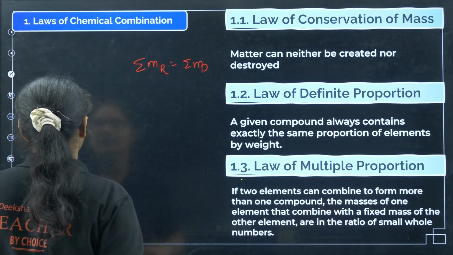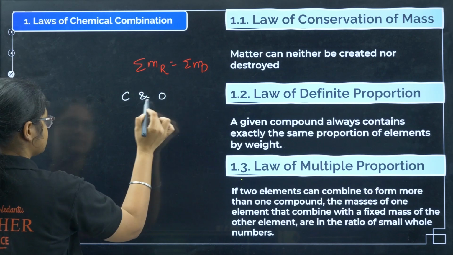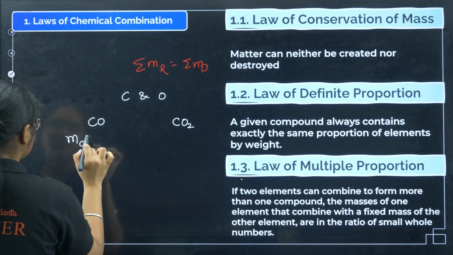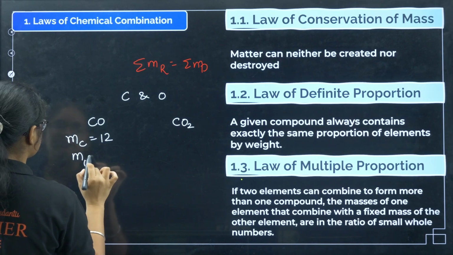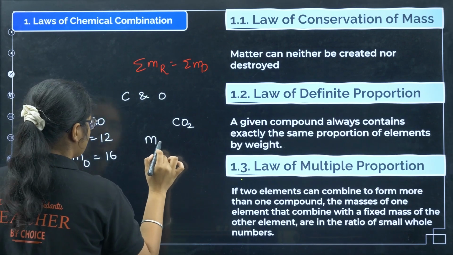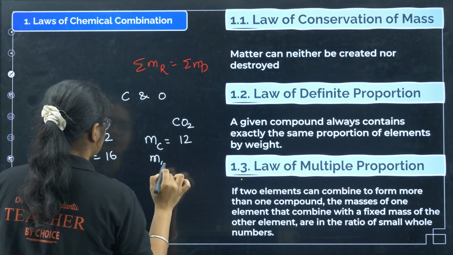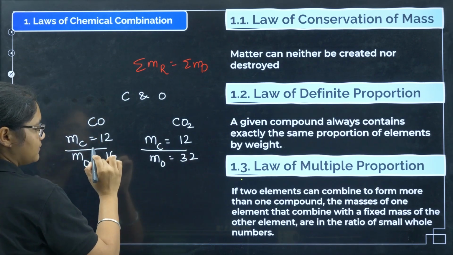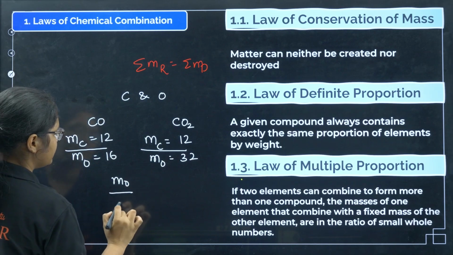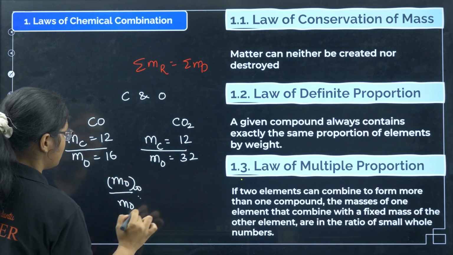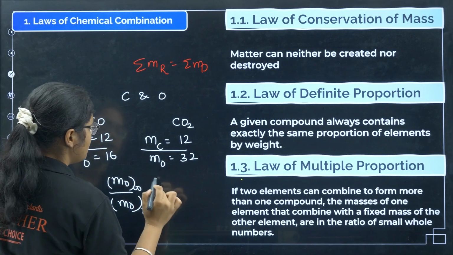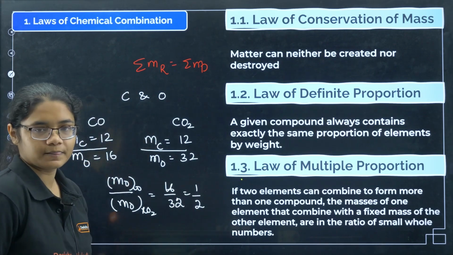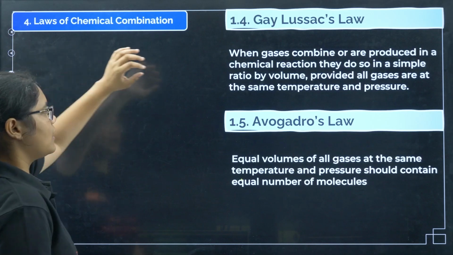Let's understand this one. For example, if I take carbon and oxygen and they combine to give CO and CO2. In CO, the mass of carbon is 12 and the mass of oxygen is 16. Similarly, in CO2, the mass of carbon is 12 and the mass of oxygen is 32. You can see that carbon has a fixed mass here, so we have to take the ratio of oxygen. Mass of oxygen in CO divided by mass of oxygen in CO2 is 16/32, which is equal to 1:2. Clear?